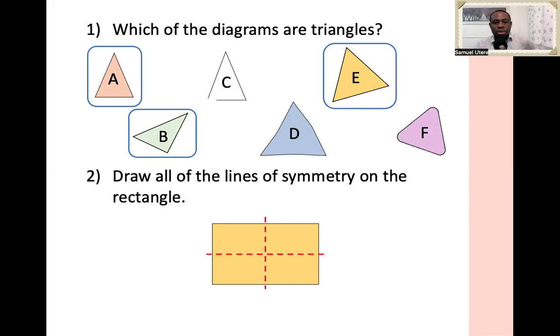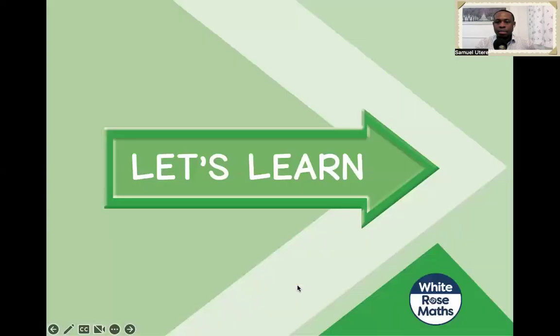Next, you were asked to draw all the lines of symmetry on the rectangle. The line of symmetry is the line that would split the shape into a reflection image of the left on the right or the right on the left-hand side. In this case, you have these two lines of symmetry, and you can see that here, this is a reflection of that side, and this is a reflection of the top side.